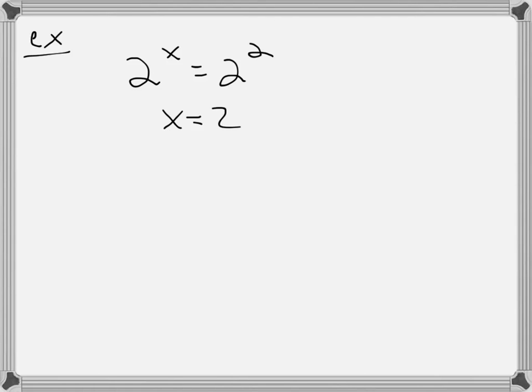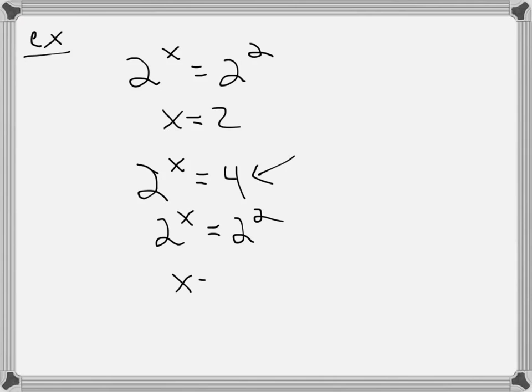Okay, what if I were to do this in another way? 2 to the x power equals 4. So what I recognize is that 4 is a nice power of 2. I could rewrite 4 as 2 to the 2, 2 squared.